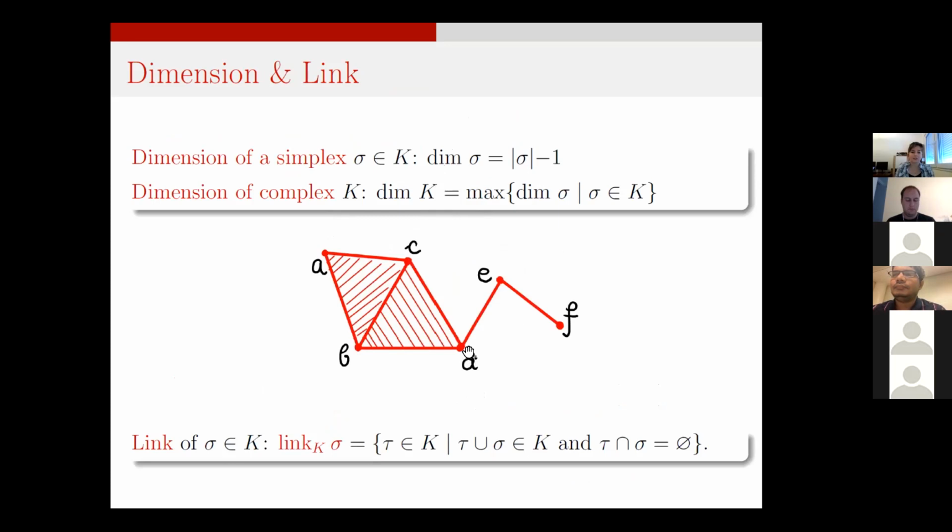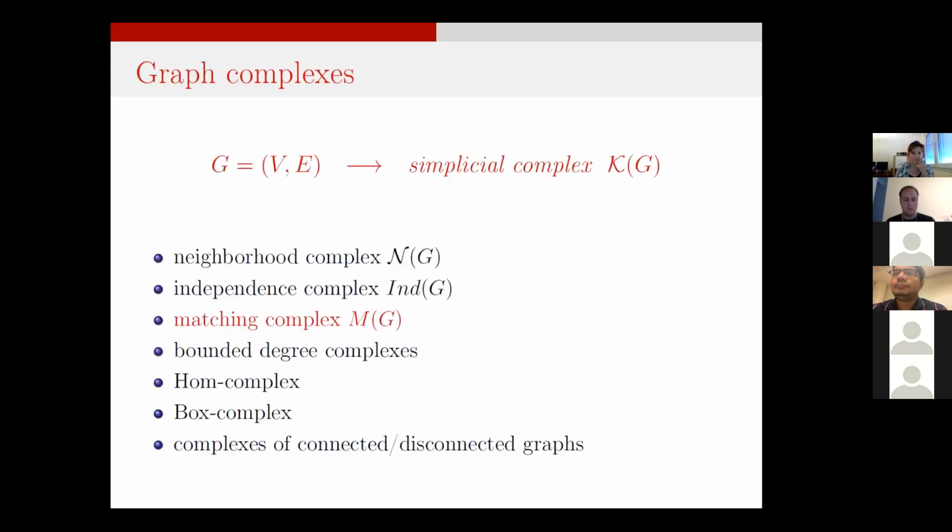And there is another thing we are going to need, that's the link. And that's what we're going to need a lot. So whenever we have a face, let's say just this dark blue vertex D, the link is the set of all faces that form a simplex with D, but are disjoint from D. So here we have this light blue edge because we have this triangle with D, and we have this light blue vertex because we have this edge with D. So that's the link, and I guess most of us are very familiar with it.